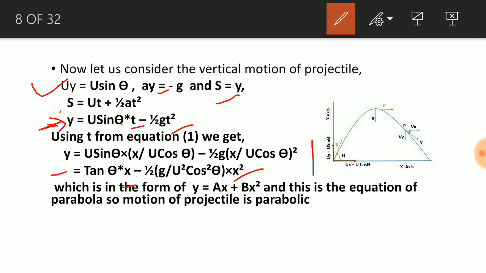On substituting that value, we get one relation that relates y with x and x square. The other terms are a and b, they are constants. So the expression will be in the form of y is equal to ax plus bx square. That is the equation of a parabola. Because of that, the motion of a projectile is parabolic, as shown in the figure, in a dome shape. Because of this mathematical expression, we say that the motion of a projectile is parabolic.